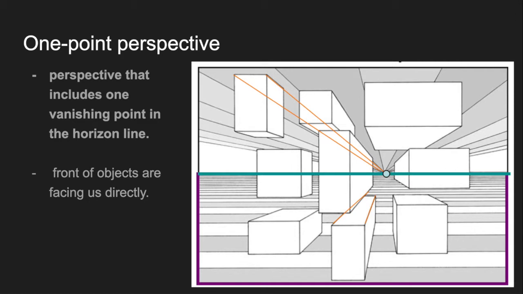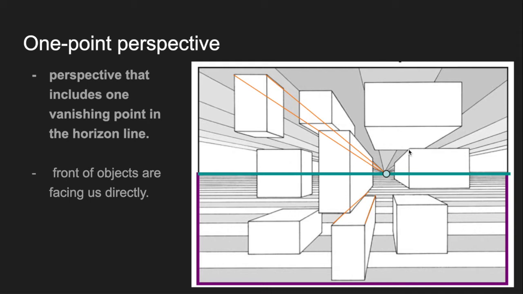The most common object to draw when you're practicing linear perspective is a cube. Now, if you can see the front of the cube, and that front is completely flat, then oftentimes you can tell it's in one-point perspective.